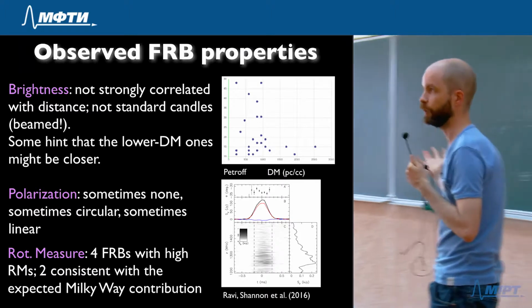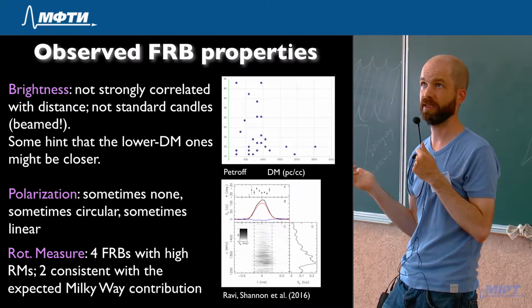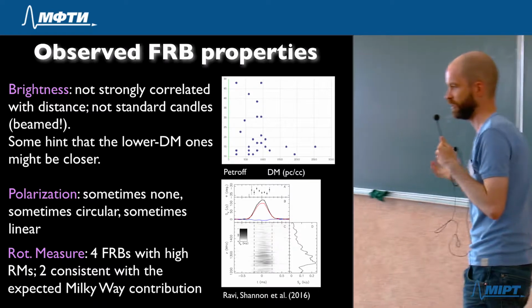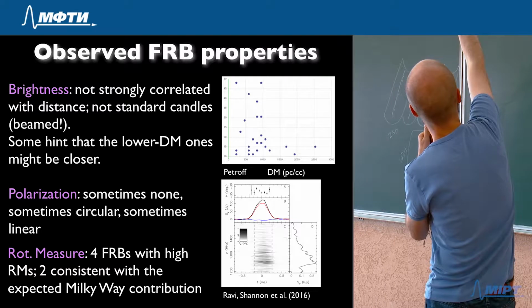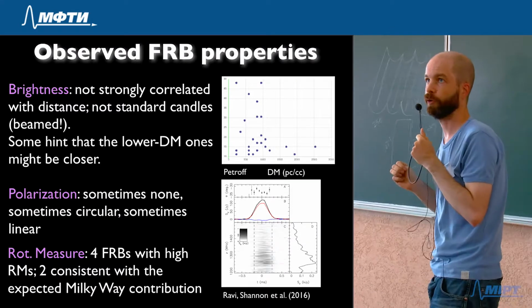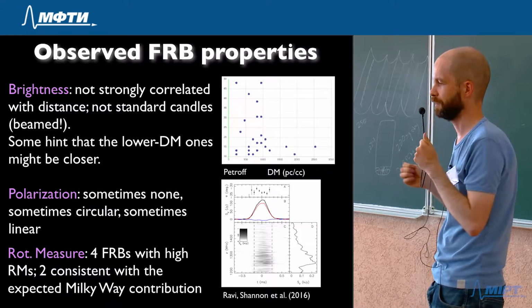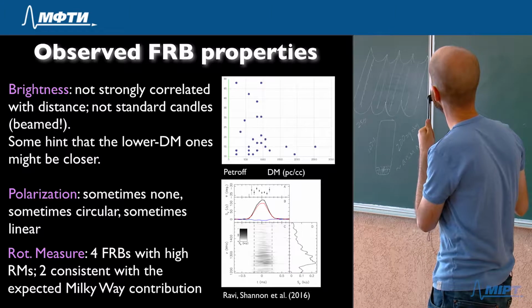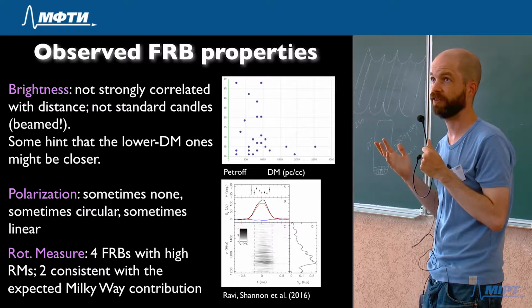So you could also ask, is there a correlation between the brightness of a given FRB and its redshift or its dispersion measure? And so far, not really. That's what's shown in the top right-hand corner here. It does seem like the sources that have lower dispersion measures are maybe a little bit more bright, but it's a pretty messy, pretty scattered relationship at best. And this, I think, is not surprising at all.